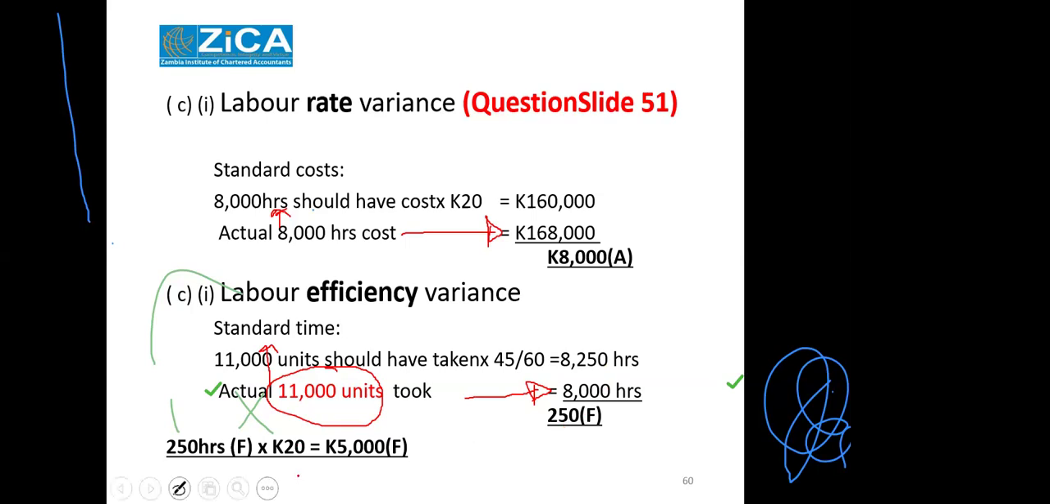Then you value those hours at the standard. Usage variances, efficiency variances, are valued at the standard rates, in this case the standard labor cost. So you multiply 250 by 20, and you get 5,000 kwacha favorable. When you go to variable overhead, you don't have to recalculate the 250. Just use the same, but at the variable overhead rate per hour.